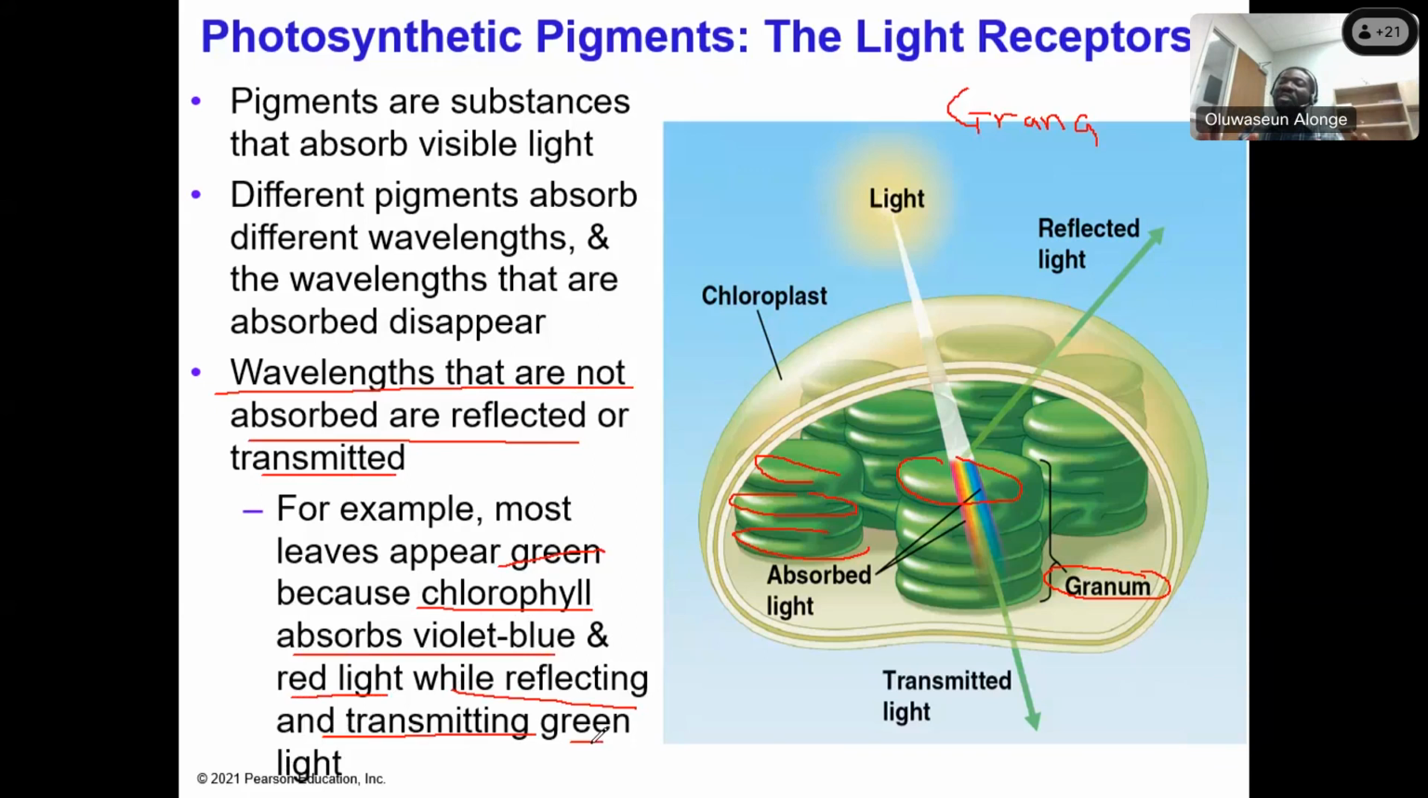That's the same reason when you use chromatographic paper, which is a color separation technique, it's going to separate all the colors in green plants. Even though they look green, they have all the colors embedded in them because the colors are absorbed.